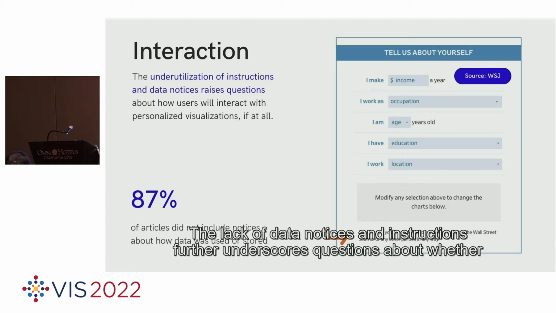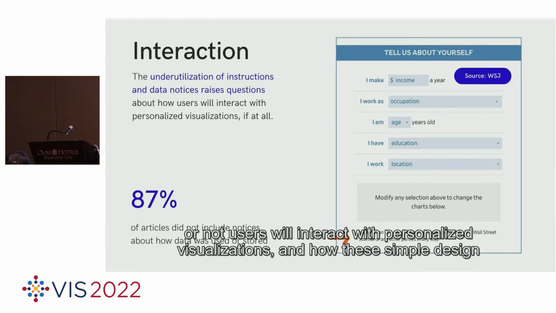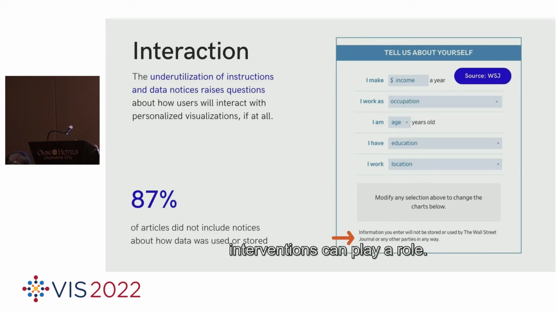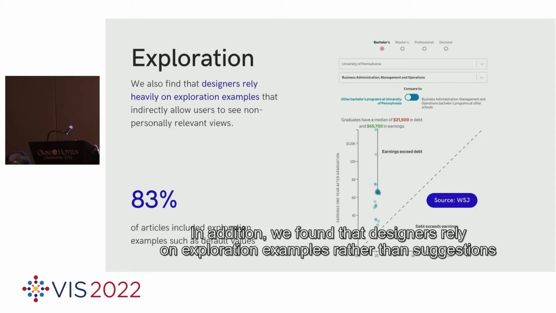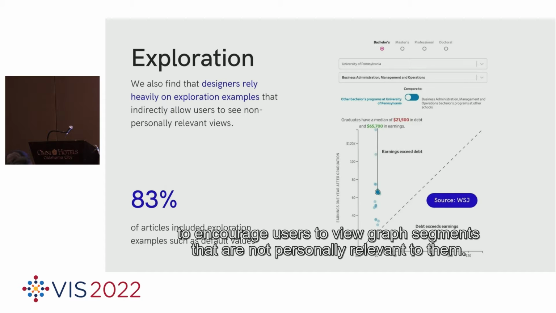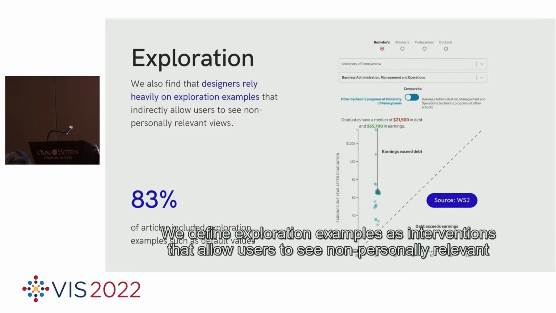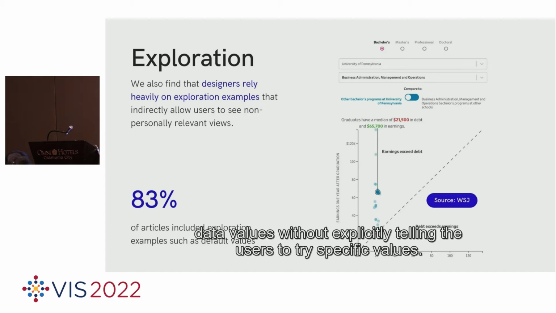The lack of data notices and instructions further underscores questions about whether or not users will interact with personalized visualizations and how these simple design interventions can play a role. In addition, we found that designers rely on exploration examples rather than suggestions to encourage users to view graph segments that are not personally relevant to them. We define exploration examples as interventions that allow users to see non-personally relevant data values without explicitly telling the users to try specific values.